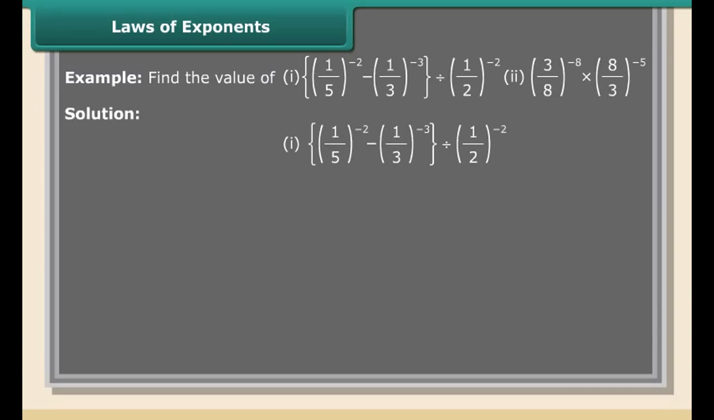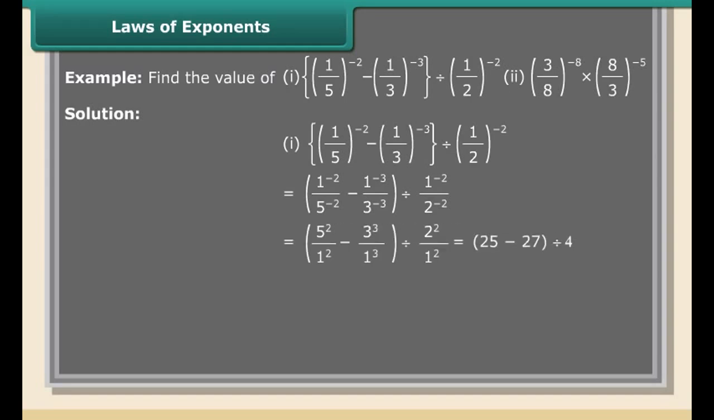Example. Find m so that (-5)^(m+2) into (-5)^8 is equal to (-5)^9. Solution. (-5)^(m+2) into (-5)^8 is equal to (-5)^9.